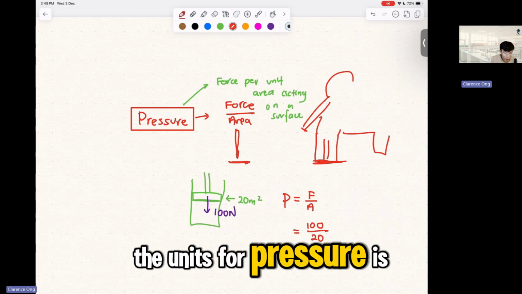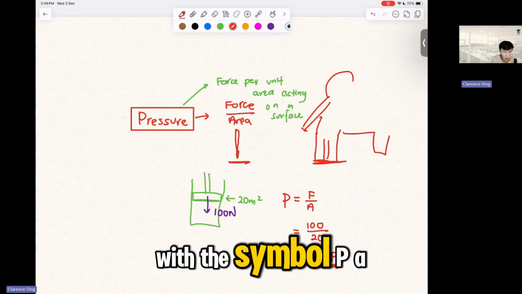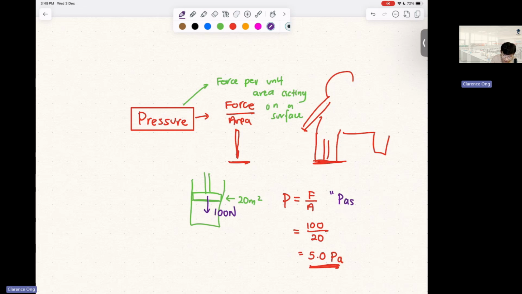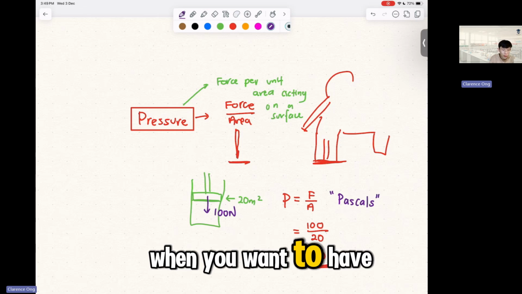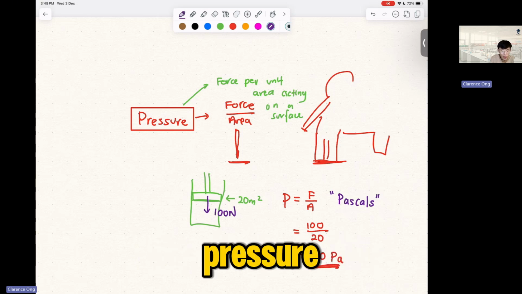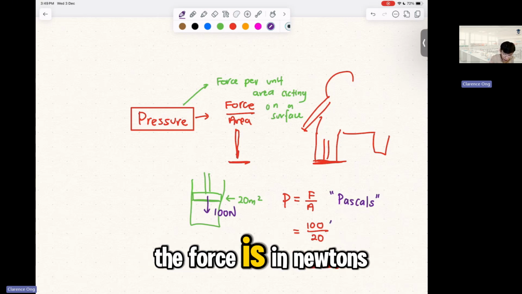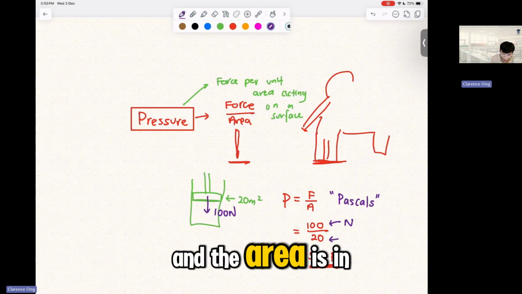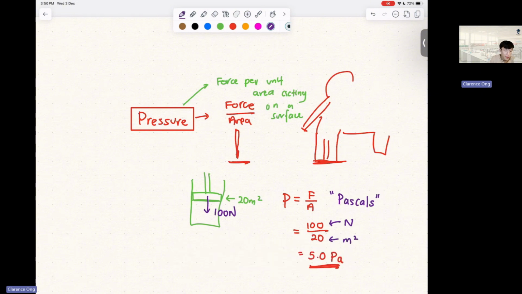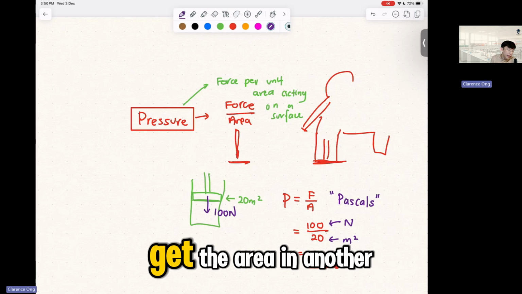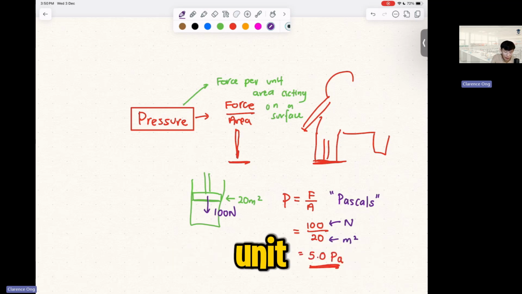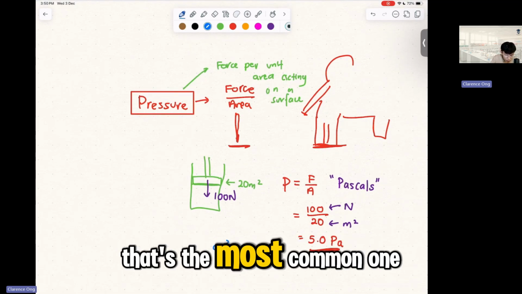The unit for pressure is pascals, with the symbol Pa. P-A-S-C-A-L. Pascals, spelled this way. When you want to have the units of pascals for pressure, you must make sure that the force is in newtons, and the area is in meters square. In most questions, you will get the area in another unit. Let's say in cm square. That's the most common one.